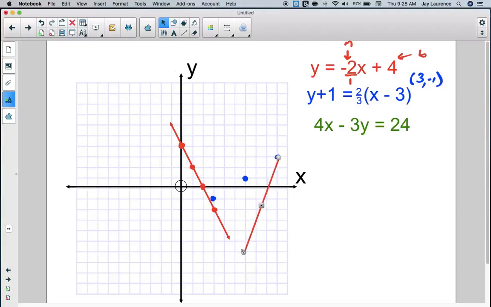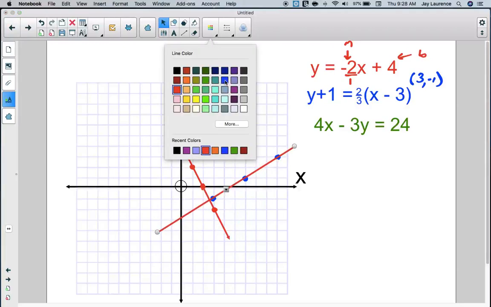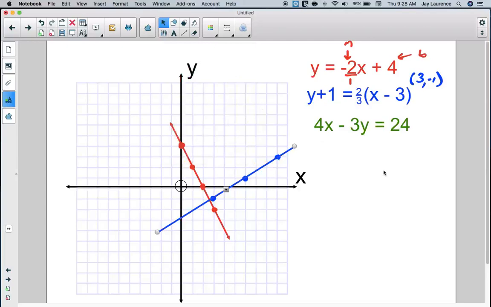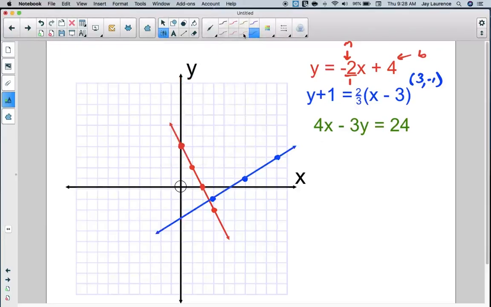And you're like, but Mr. Lawrence, it needs to be blue. Mr. Lawrence, it's a blue equation. It needs to be blue. Oh, sorry. Okay, there we go. There's the blue one.